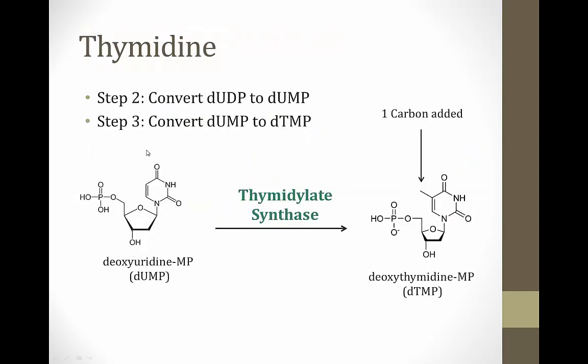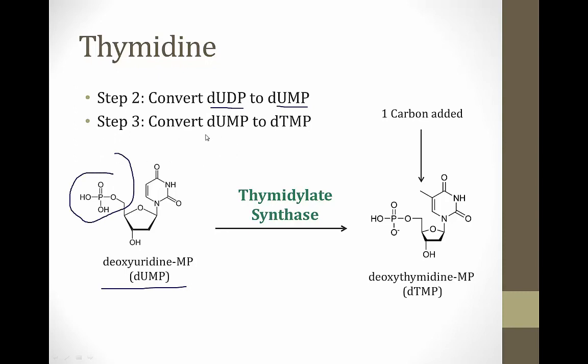Step 2 in synthesizing thymidine is to remove a phosphate group and convert deoxyuridine diphosphate to monophosphate. I've not shown that on the slide here, but once you do this, you will be left with a molecule called deoxyuridine monophosphate, which just has one phosphate group here. And then step 3 is really the most critical step.